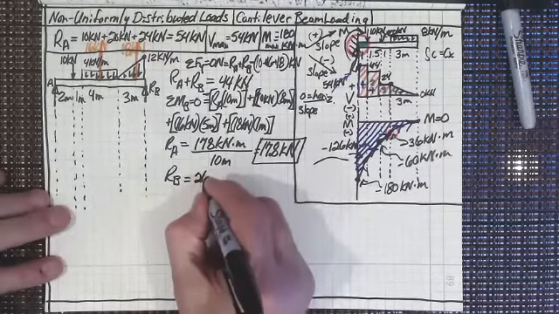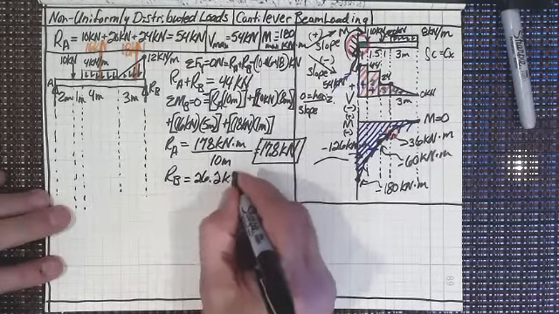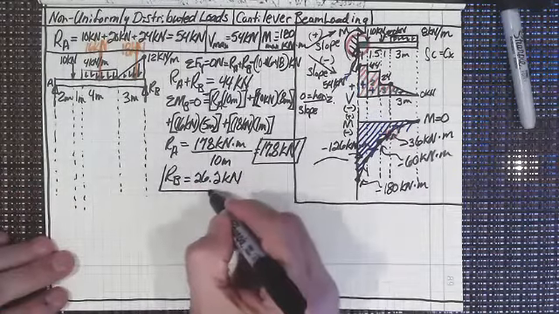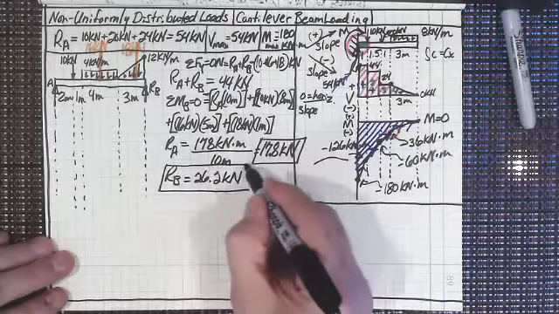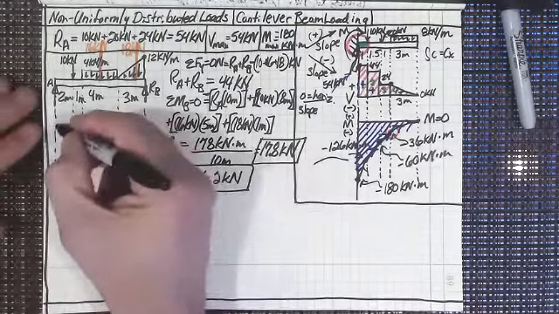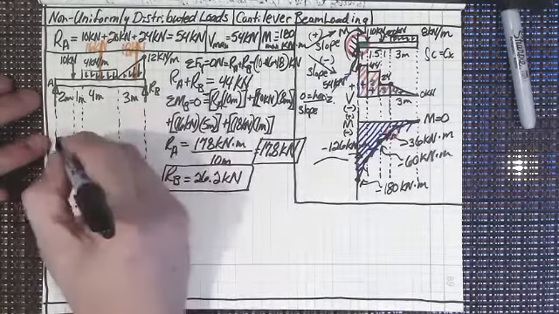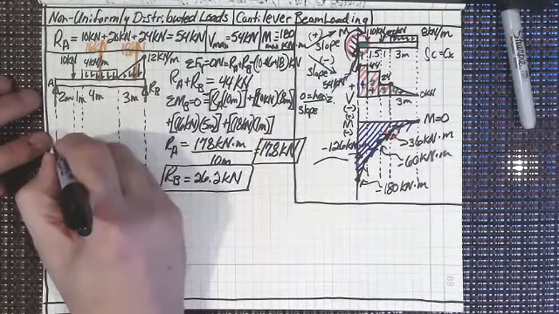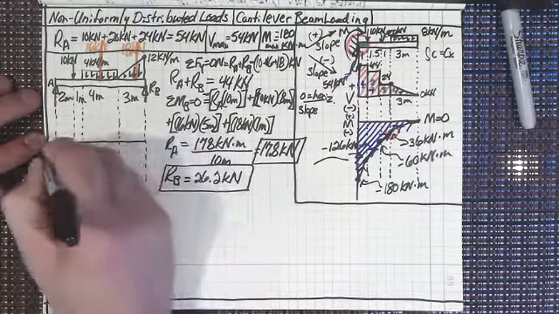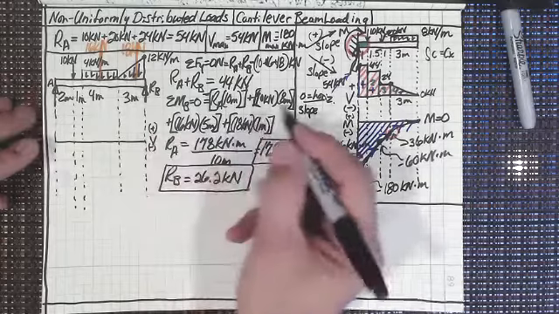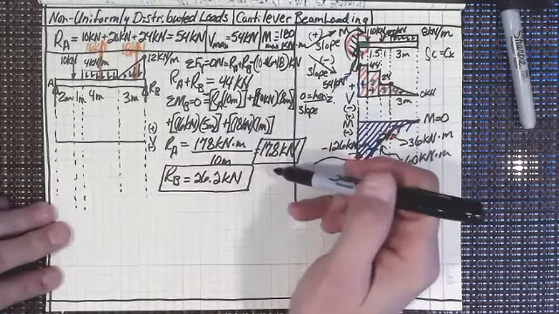So 26.2 kilonewtons. R sub A, R sub B. We can now put our shear force and bending moment diagrams together, right? So I'm just going to draw my shear force diagram across here. There we go. And how do we start that?